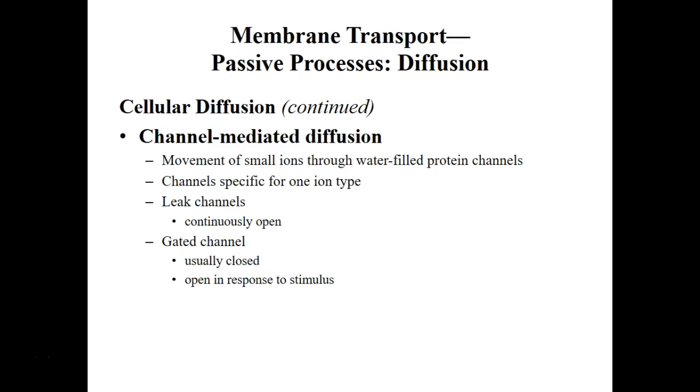For channel-mediated diffusion, we have some channels that are leak channels, so they're always open, and so ions can cross readily back and forth. There are sodium leak channels, potassium leak channels. These are really important, actually, for our muscle and our nervous system cells. And then we have gated channels. Gated channels are closed, and they only open in response to some stimulus. So these are the ones that are going to open and allow for lots of sodium to rush in or potassium to rush out, and they're going to cause other reactions to occur within the body.